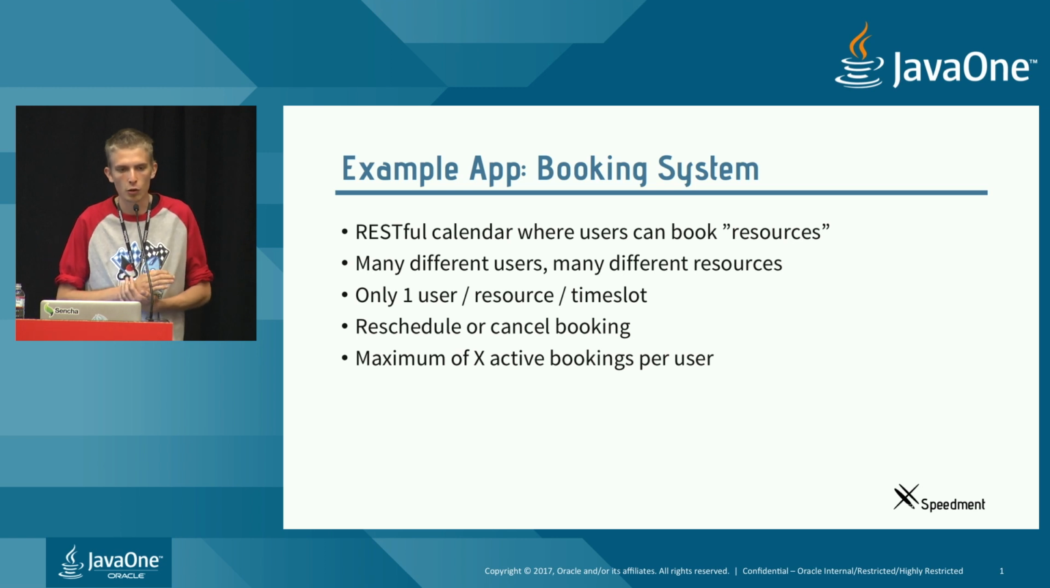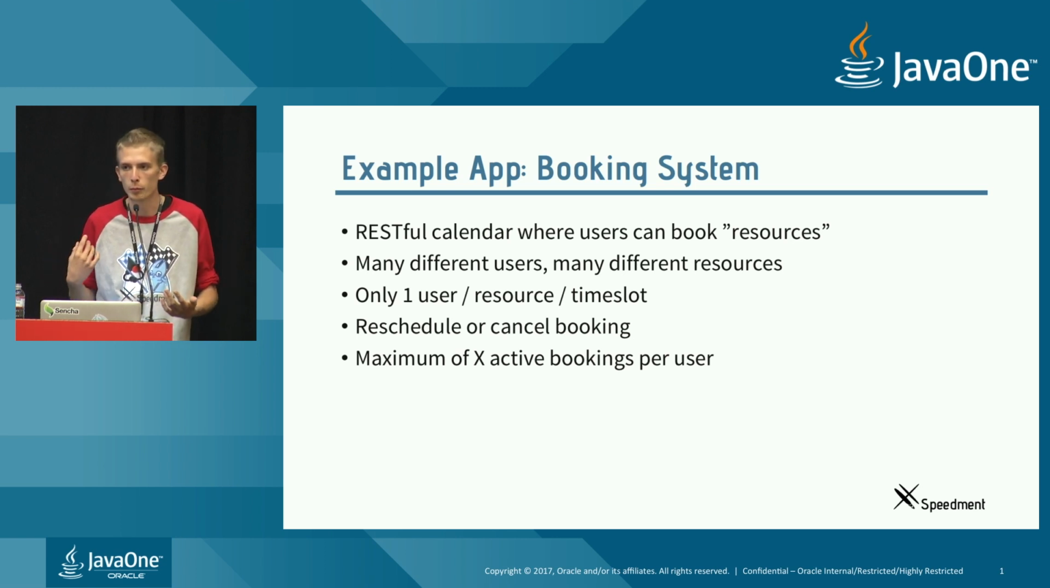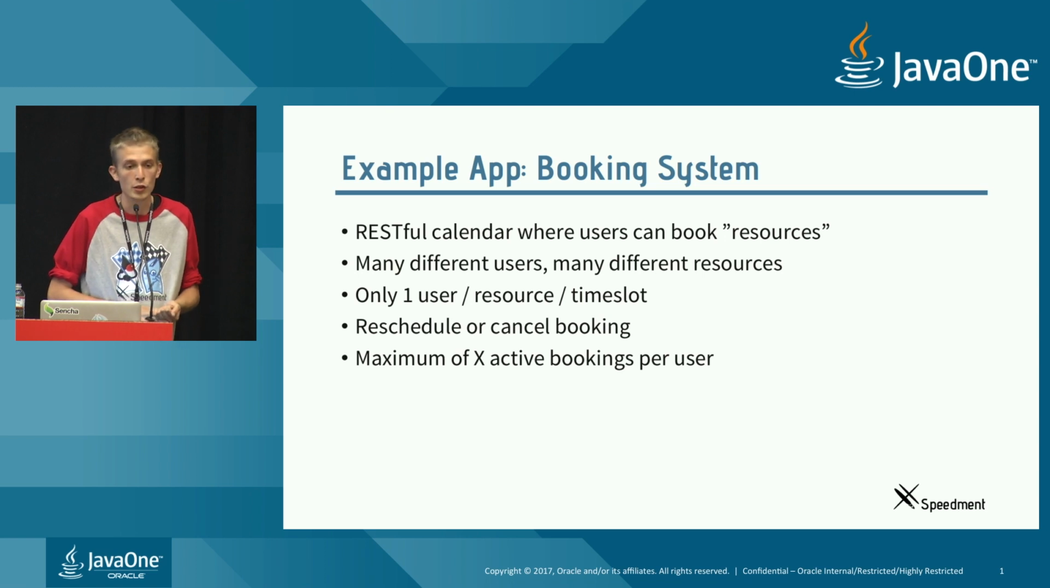We also are going to support multiple users. So there are multiple users out there, and there are multiple resources that can be booked. And we can only ever allow one user per resource per time slot, which means that our system must make sure that we can never double book anything. Users can also reschedule things. They can say, oh wait, I mentioned I wanted to book this on Monday, I actually want to book it on Tuesday instead. Or they can completely cancel bookings at any time.